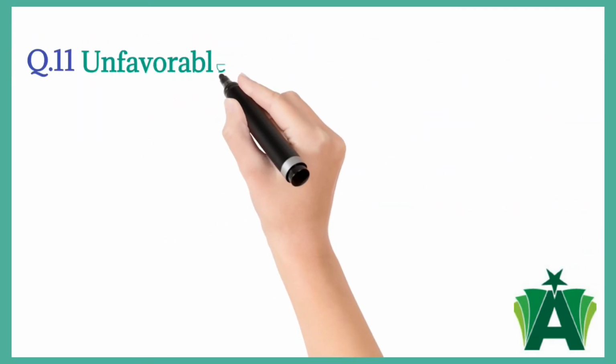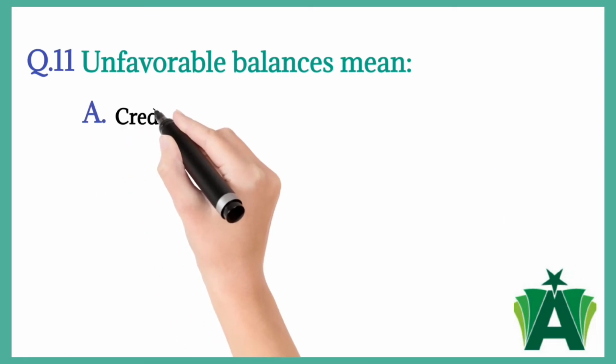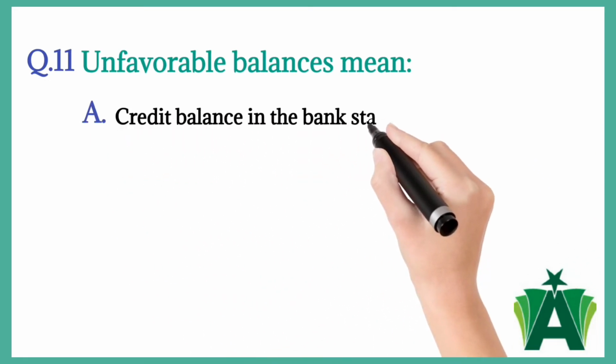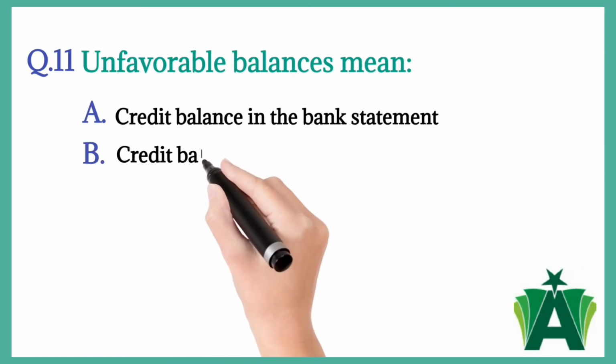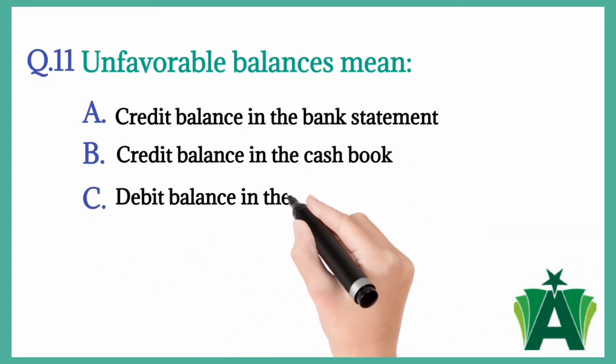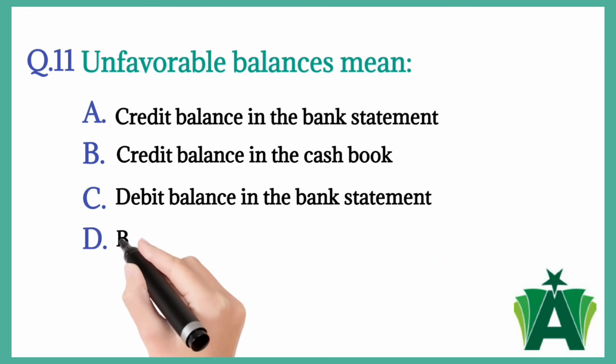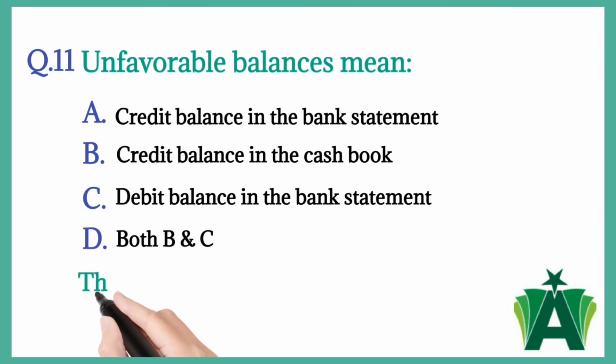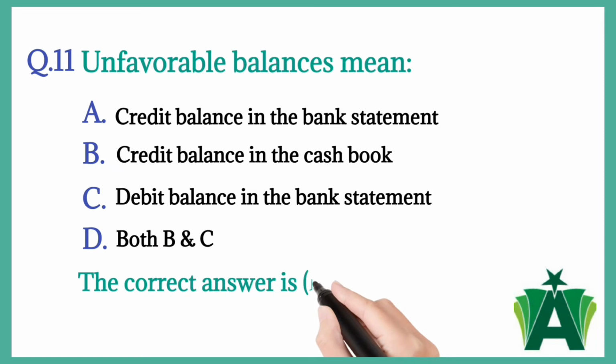Question number 11. Unfavorable balances mean A. Credit balance in the bank statement, B. Credit balance in the cash book, C. Debit balance in the bank statement, D. Both B and C. The correct answer is D. Both B and C.